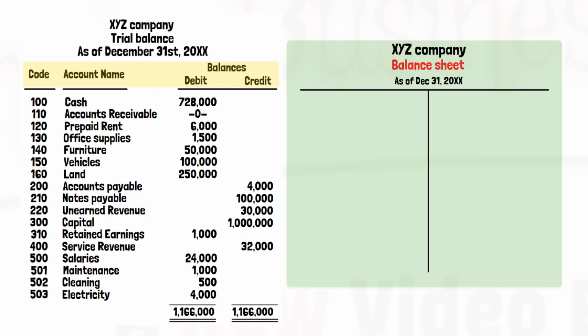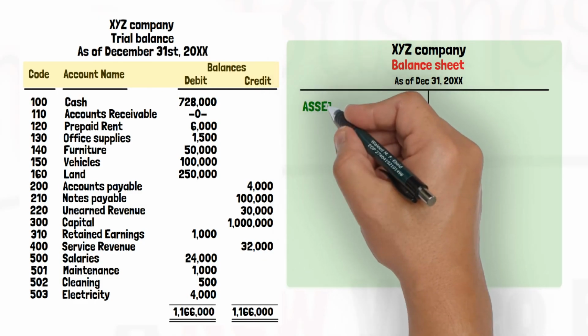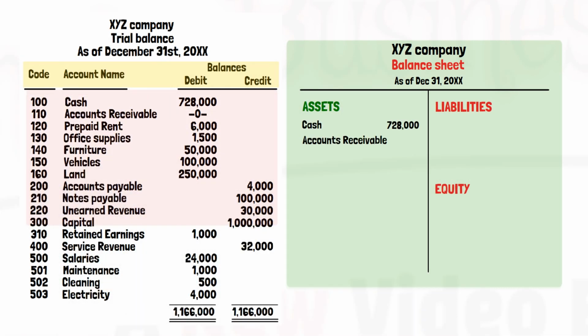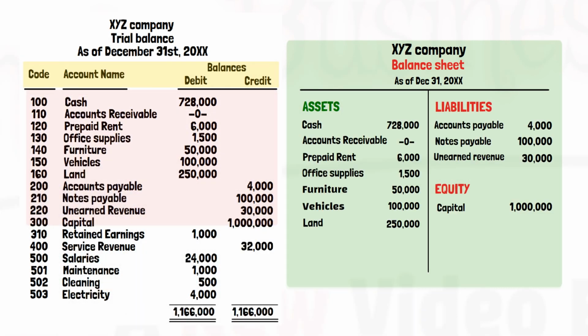Also, this is the balance sheet that shows the assets, liabilities and equity of the business. So let us transfer the assets, liabilities and equity accounts from the trial balance to the balance sheet.